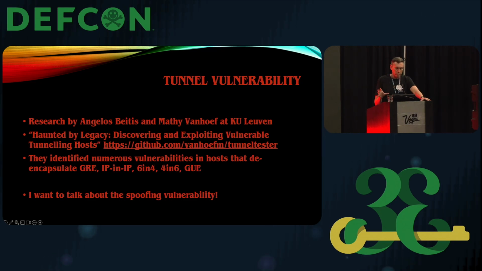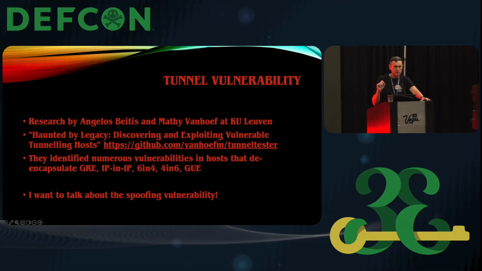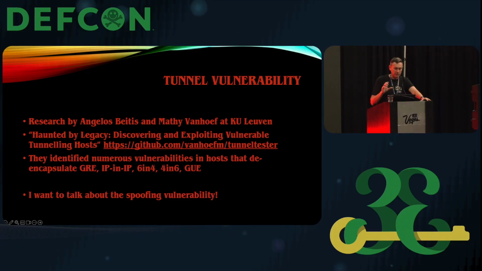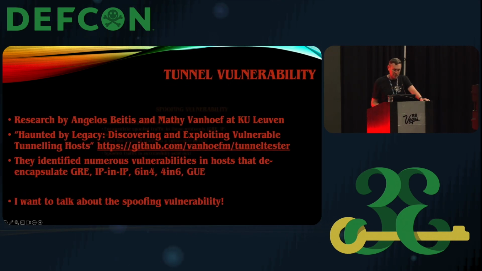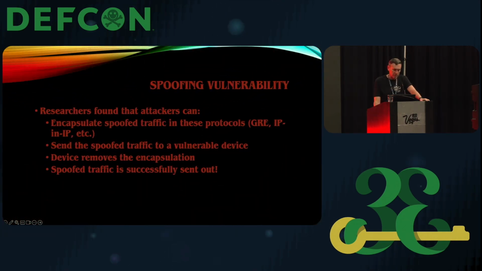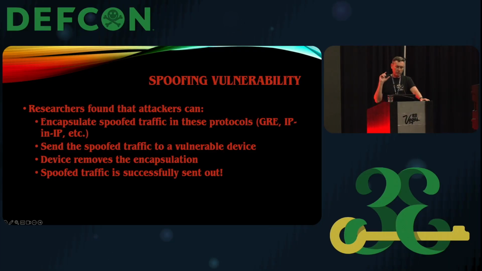There are numerous vulnerabilities that they described in the paper, but I want to focus on one specific vulnerability, and that is the vulnerability where you can send spoof traffic using this tunnel vulnerability. It affects GRE, IP-in-IP, 6in4, 4in6, and GUE. I had never heard of GUE as a tunneling protocol, but I guess that is a valid tunneling protocol.